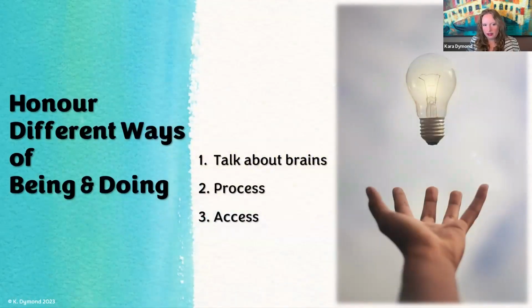So the first thing that I do, as I mentioned, I try to honor different ways of being and doing. Right in the beginning of the year, I begin talking about brains. I get students first to talk about what are their brain strengths? What are things that their brain makes easy for them? What are they maybe an expert in? How can they help other people in the room? Is there a subject that they're great at? Are they someone who's a good listener? We make an expert wall so that people know who they can approach for help.